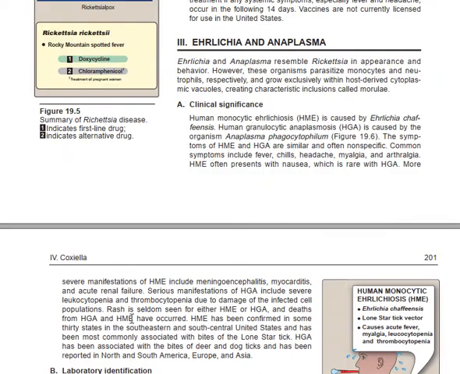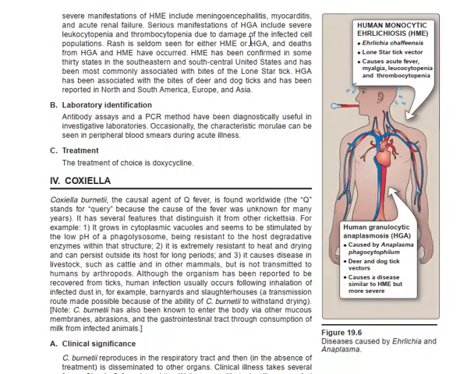The next disorders are due to Ehrlichia and Anaplasma. This is human monocytic ehrlichiosis, which is caused by Ehrlichia chaffeensis. The lone star tick is the vector. It causes acute fever, myalgia, leukocytopenia, and thrombocytopenia.